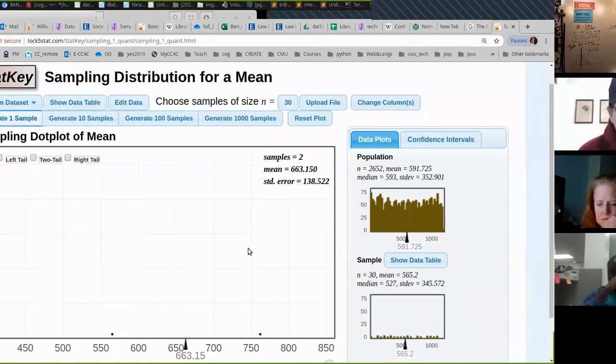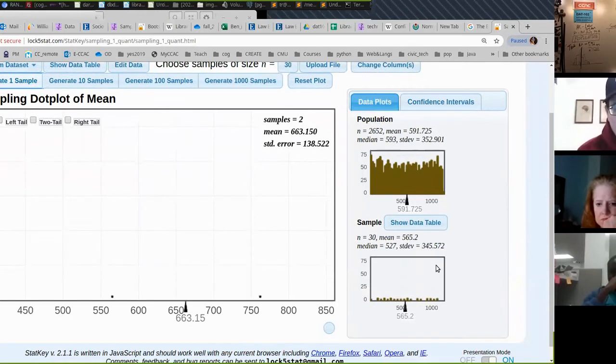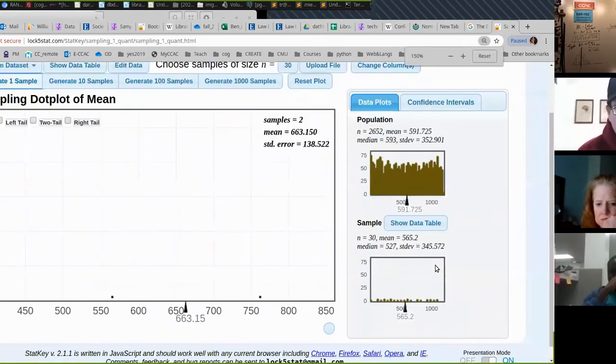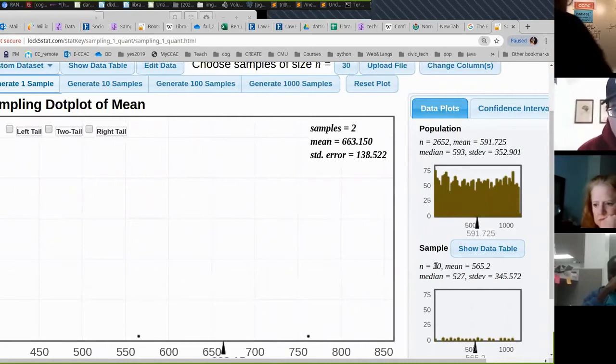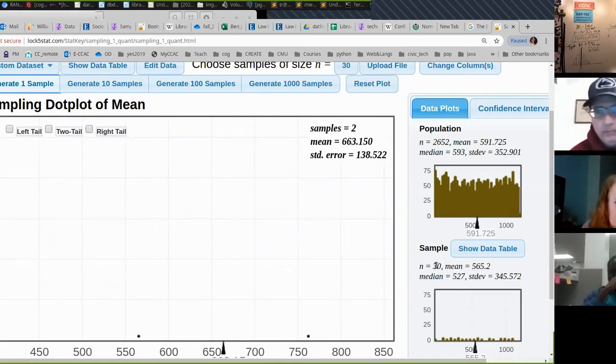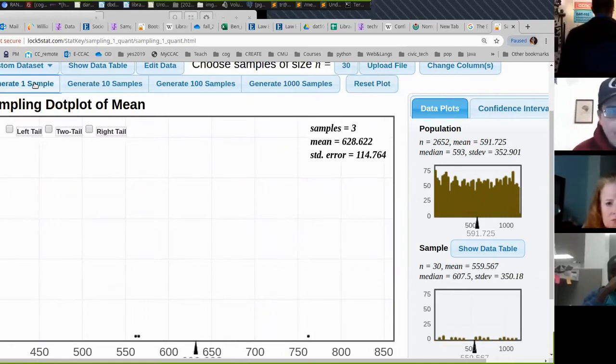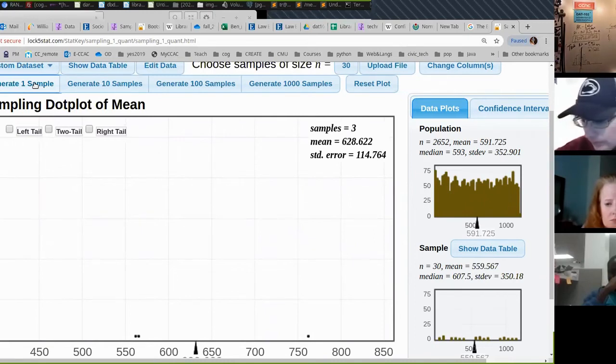This time I got a mean of 565. So how far off was I on my second sample? 27. How much? 27. So I was a little bit closer. You can see our pattern here. Let's do another sample. I got 559. And how far off was that? That wasn't too far. That was 33.